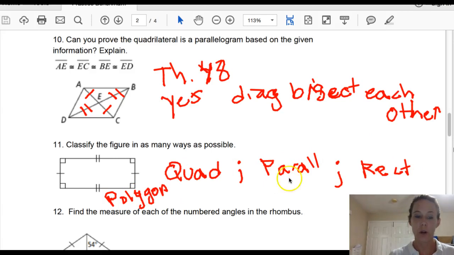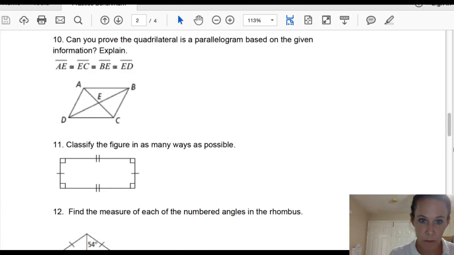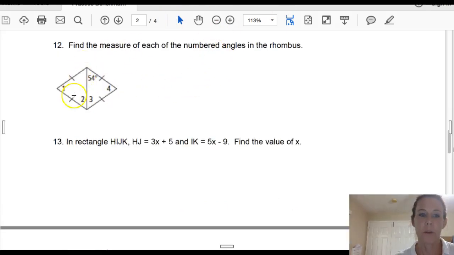All right, going down to number 12. Let me scroll down. We have to know some properties of a rhombus to answer this one. In a rhombus, it's still a parallelogram. I see all 4 sides are congruent. So if I have this side, and this being the transversal, alternate interior angles are congruent. So if that's 54, this is 54.